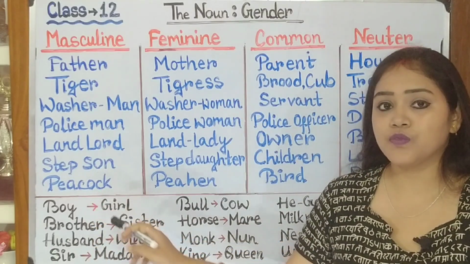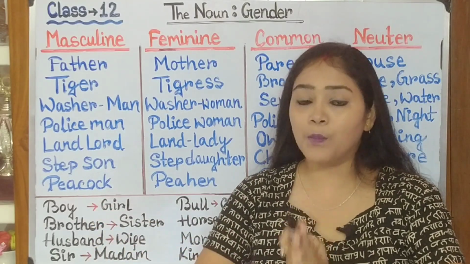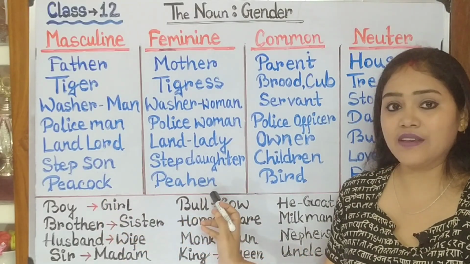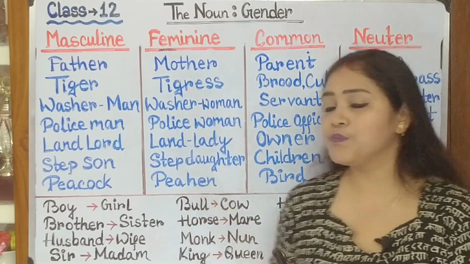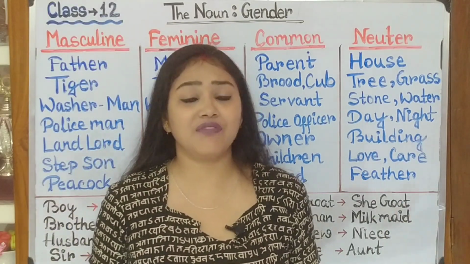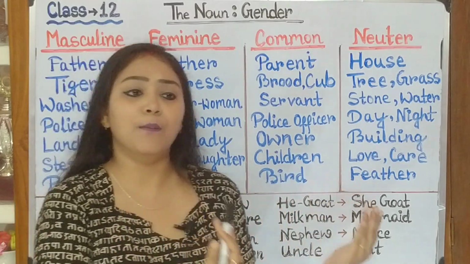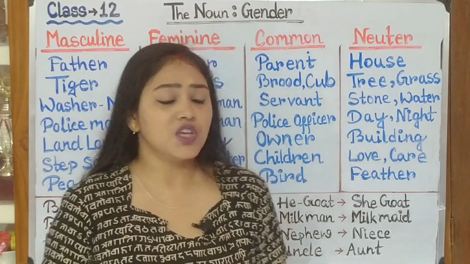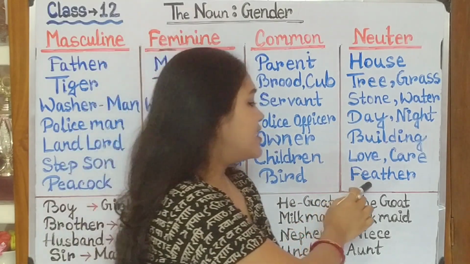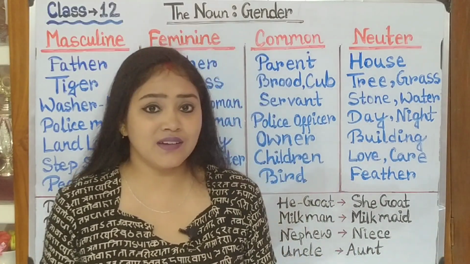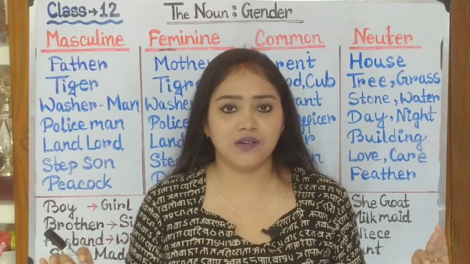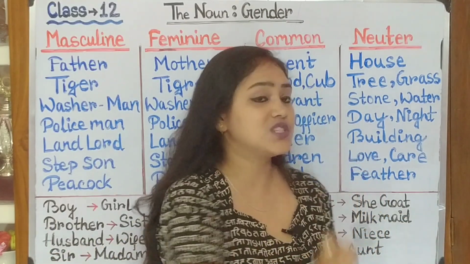Next, peacock. So the national bird of India, right? So peacock, it will become peahen in feminine gender. Clear? And in common gender, we can call it as bird. If I say bird, it may be a male bird or a female bird, both. So it is known as of common gender. And here in neuter gender, if I say about feather, birds have feather, right? But feather is neuter for both. So it is a neuter gender.